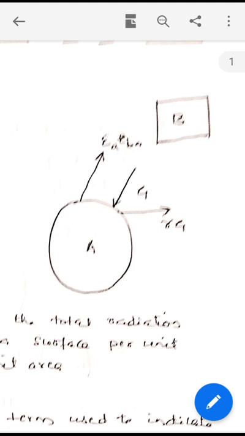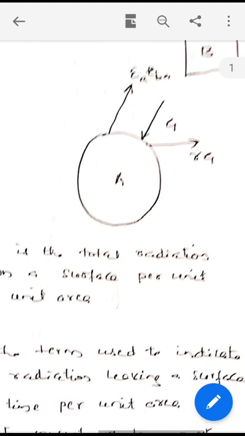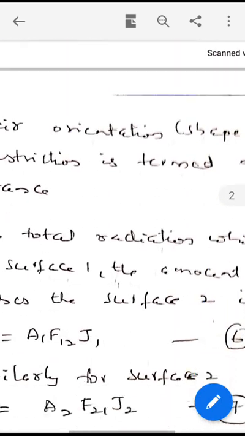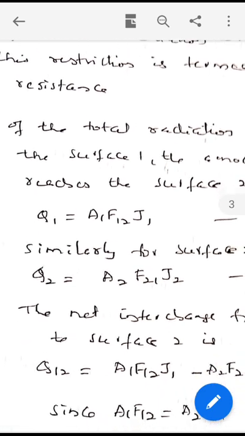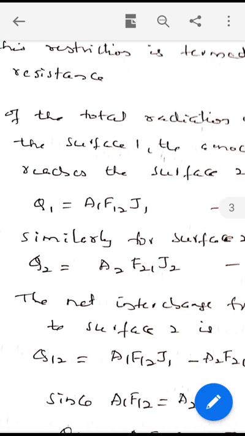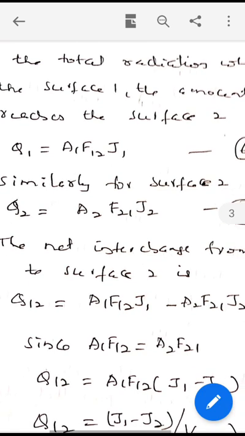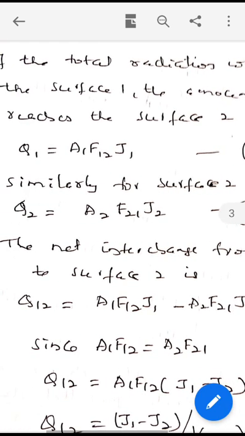Similarly, the amount of radiation leaving surface 2 and reaching surface 1 is A2 F21 J2. Therefore, the amount of radiation leaving surface 1 reaching 2 is Q1 equal to A1 F12 J1. The amount of radiation leaving 2 and reaching 1 is Q2 equal to A2 F21 J2. These are equations 6 and 7.